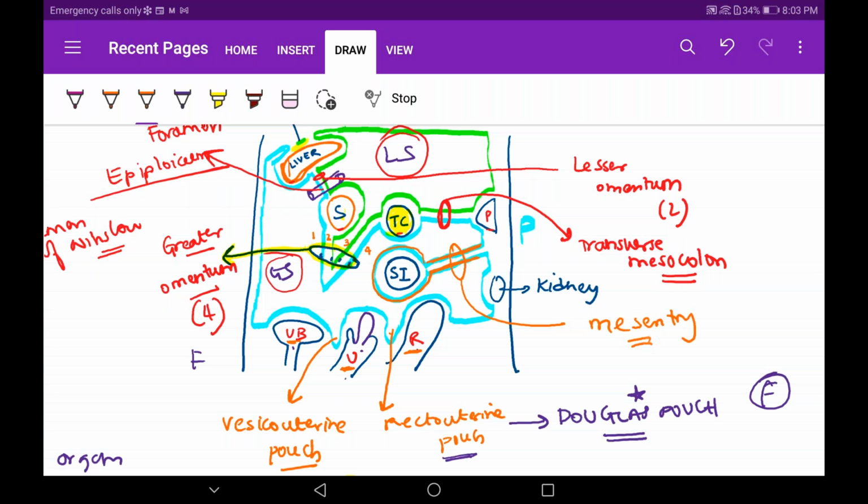Okay, mesentery. Add in the diagram if you want. The thing which is catching the small intestine from the posterior abdominal wall, we are giving the name mesentery. So this will have one attached border in the posterior, and this is the free border we are giving.